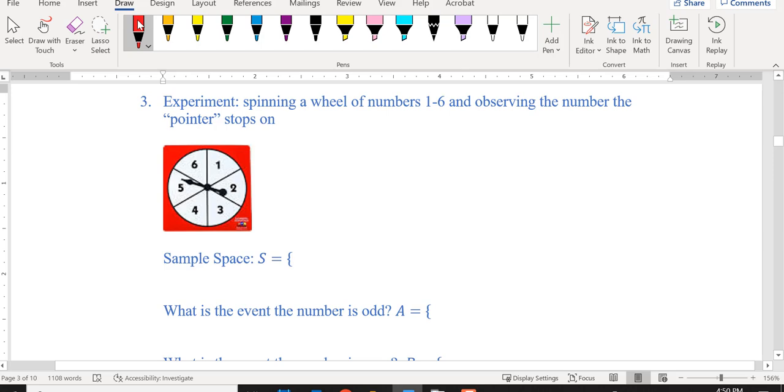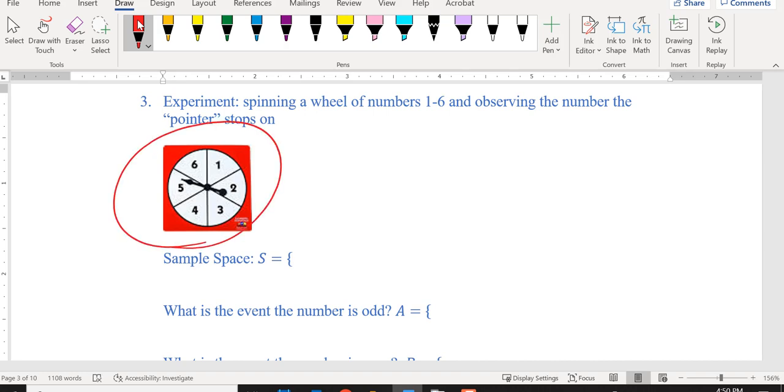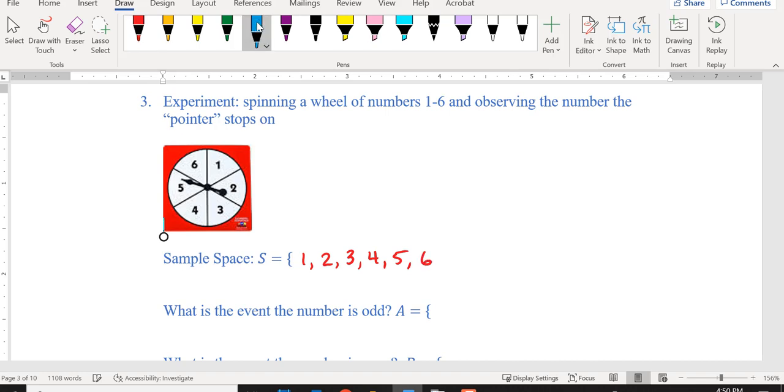All right, example number 3. The experiment is spinning a wheel of numbers between 1 and 6 and observing the number that the pointer stops on. So here's your spinner, and you're going to spin that little spinner and observe what number that spinner stops on. So the sample space, all possible outcomes, it could be a 1, 2, 3, 4, 5, or a 6. That is my sample space.